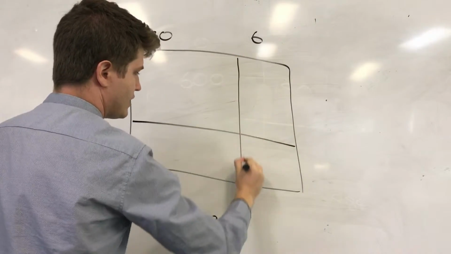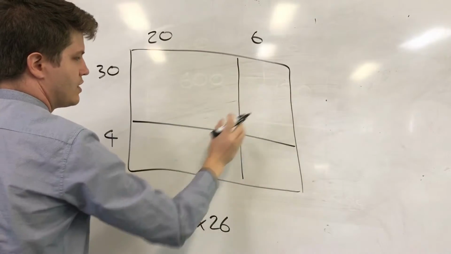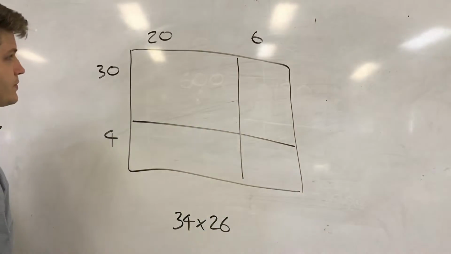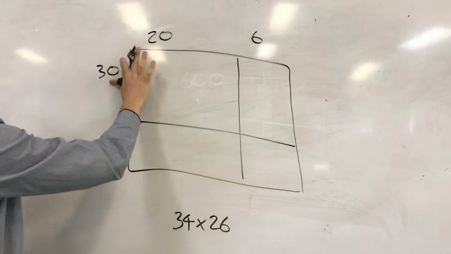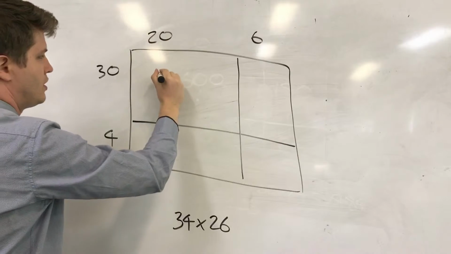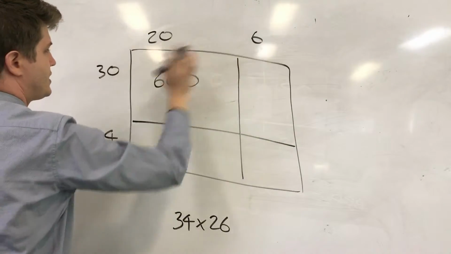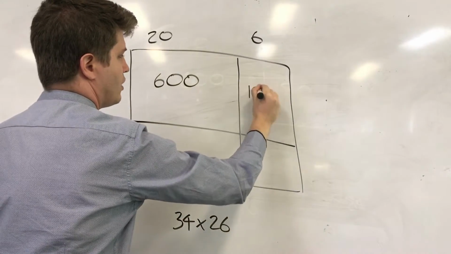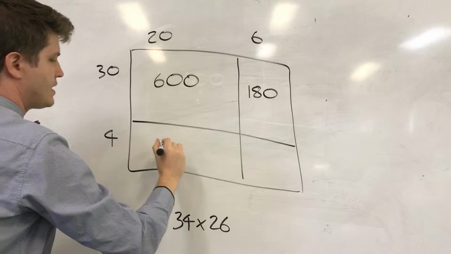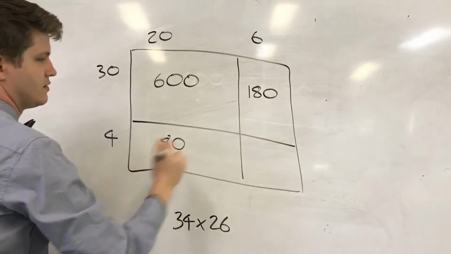I'm going to put these areas here, and we can already see now what the sizes are going to be. We know this one's definitely going to be the biggest, and this one's going to be the smallest. So let's multiply them now. 30 times 20, 3 times 2 is 6, put the 2 zeros on, 600. 30 times 6, 3 times 6 is 18, put the 0 on, 180. 4 times 20, 4 times 2 is 8, put the 0 on, 80. 4 times 6, 24.